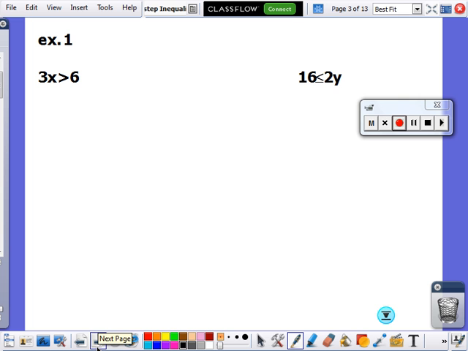Alright, let's look at these. These are very, very simple. One step. If this was an equation, we would know to divide both sides by 3. We're going to do the same thing since it's a greater than symbol. We'll divide both sides by 3, and x is greater than 2.